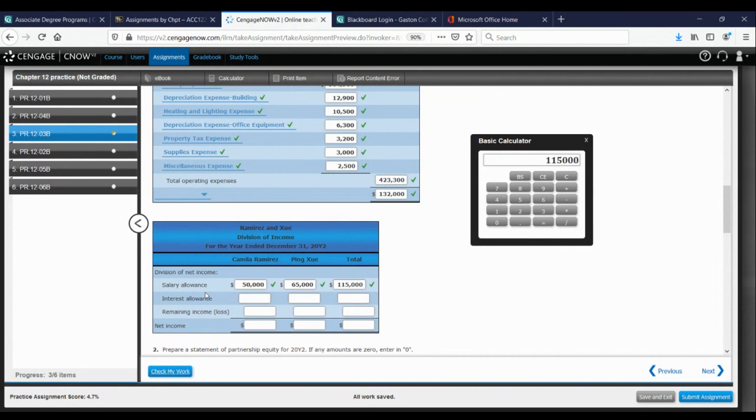The salary allowances aren't really what we're paying the partners in salary. It's just an amount that's agreed upon to split the net income. So the division of net income would be outlined in the partnership agreement. The partnership agreement would be where the partners agree to how they're going to divide profits and losses for their company. And this is something that should be agreed upon before we really start a partnership.